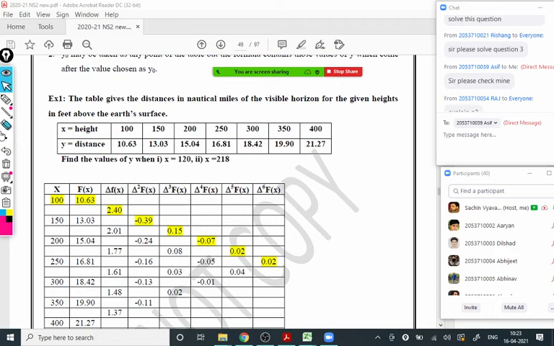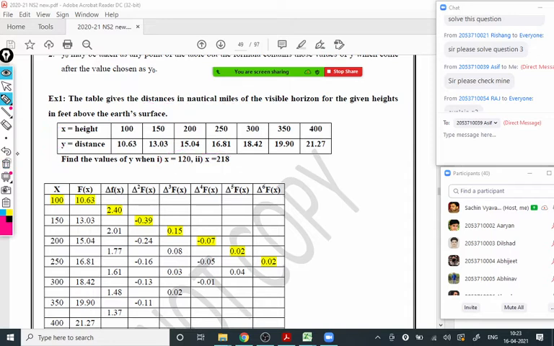This is question number 1. You will observe in the first question we are given x and y values, the values of x and values of y. The question says x is a distance in nautical miles, and y is the corresponding height, and we have to find the height for the distance 120, as well as the height for the distance 218.